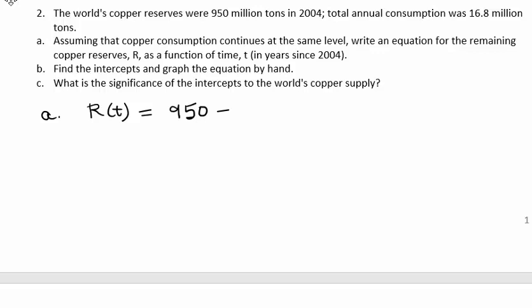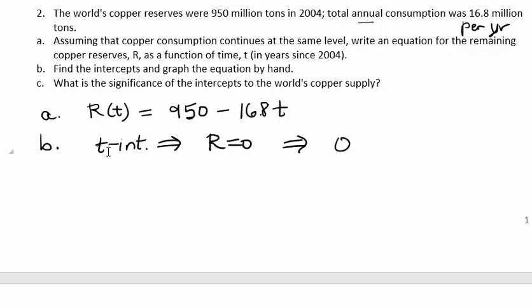That's per year, so total annual. Per year, it happens again and again, and so that's what's going to have the variable next to it. So 16.8 t. In part B, we want to find the intercepts and then graph the equation. So the t-intercept is when R is 0.